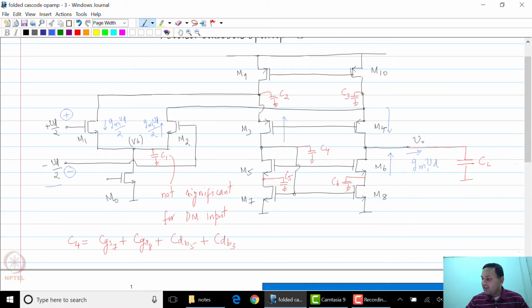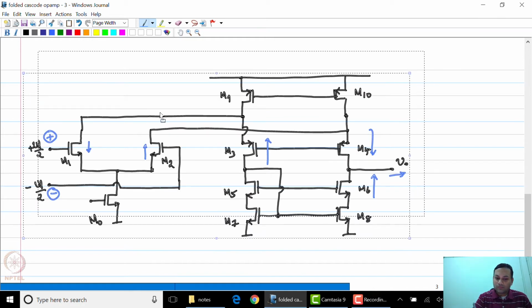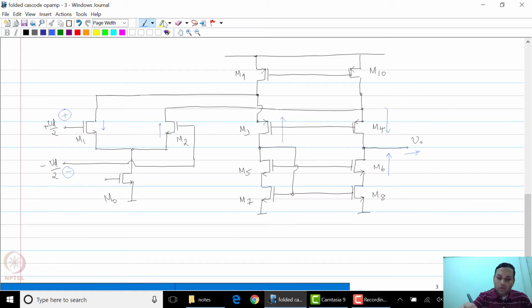so maybe we can draw that on a different page. If you look at the current through M1, so the current through M1 passes through this node. Sorry, I don't want to name the nodes. So that passes through this node. So you will get a pole from that. It passes through this node. You will get a pole here. It passes through this node. It passes through this node, and finally at the output.